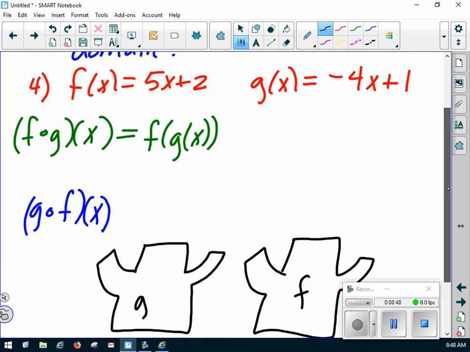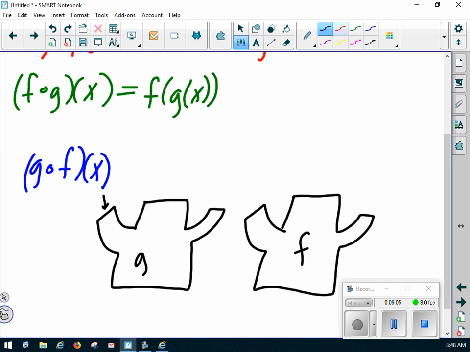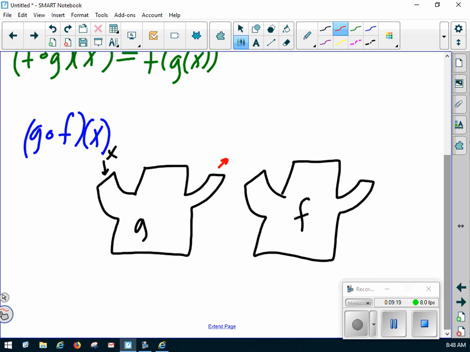Now, I want you to look at this, and I want you to think, when you see f of g of x, what goes into g? X does. Now, this is going to sound a little weird, so I need you to be careful here. X is going to go into g. What's going to come out? G of x. But what is g of x? Let me write it like this. G of x is negative 4x plus 1. And f of x was, I forgot, 5x plus 2.